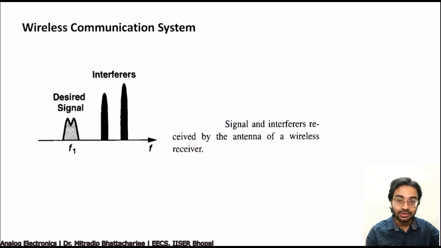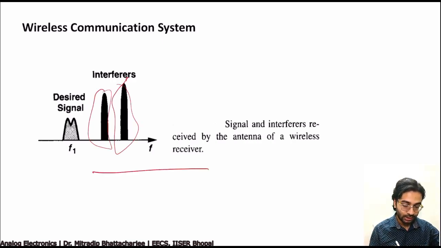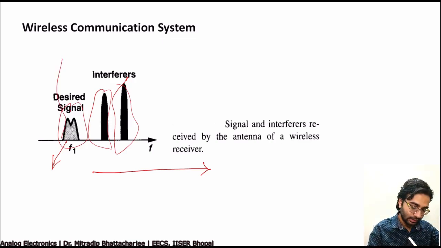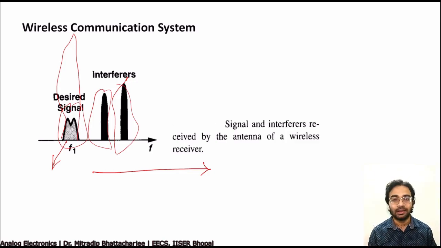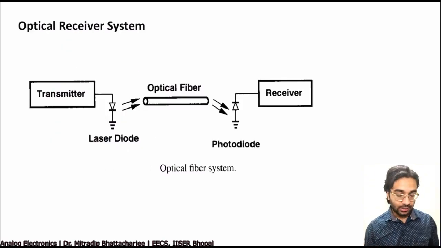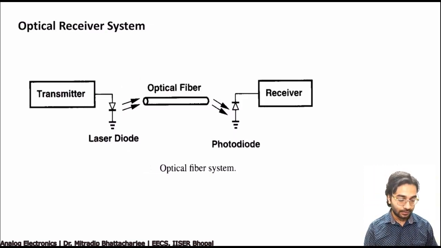Then in wireless communication we have interferers like this, so either we need to push them away from the desired frequency, or we need to boost the desired signal to a higher extent so that these interferers become less in magnitude. Apart from this, we also showed the optical receiver system. In the optical receiver system, at the receiving end you need an analog circuit, because you are processing an analog optical signal.